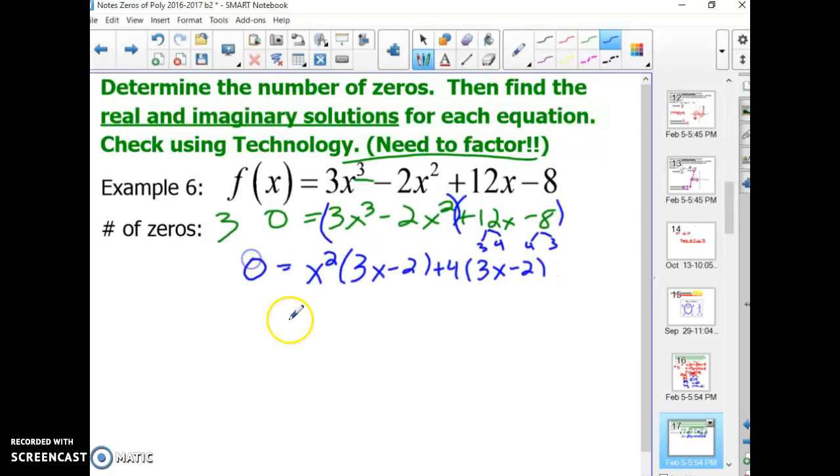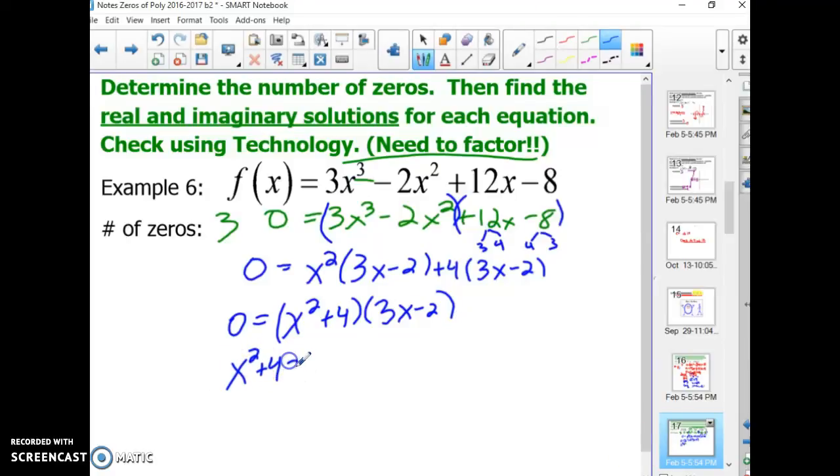All right, so when I have it factored, I get x squared plus 4, and then I have this 3x minus 2. So once I get it factored, I want to set each one of my factors equal to 0. So I've got x squared plus 4, I'm going to let that equal 0, and I get this 3x minus 2 equal to 0. So I want to solve for x in both cases.